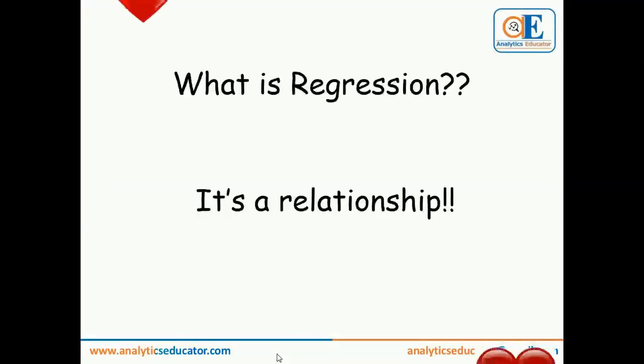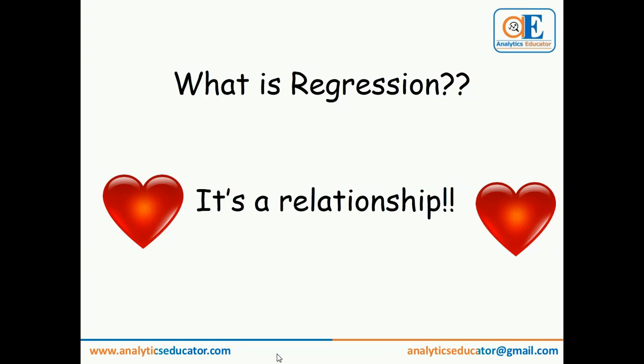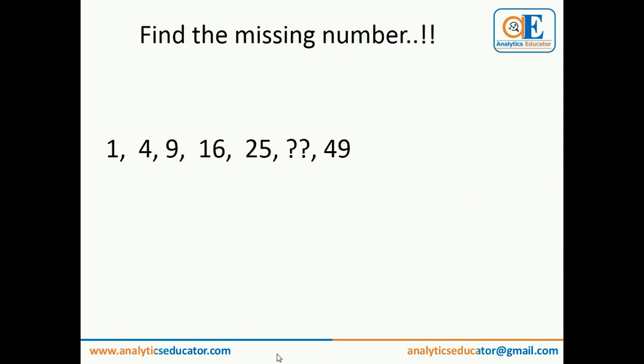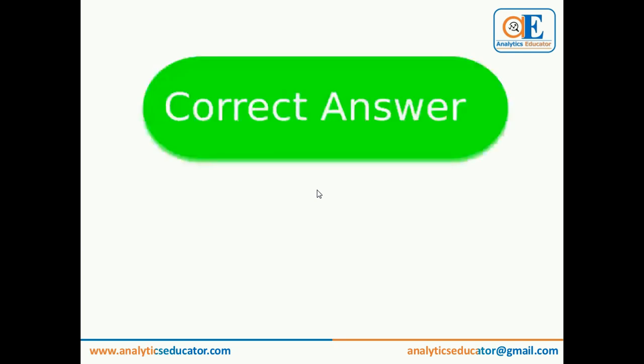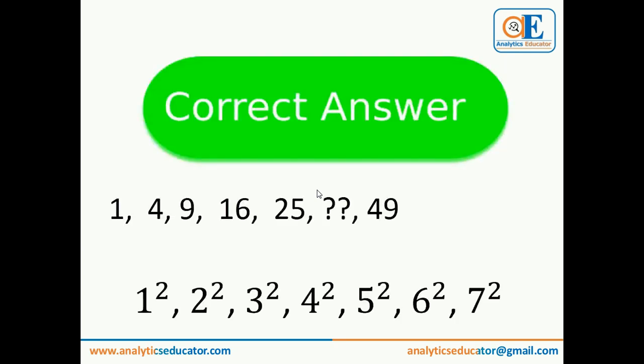Now, the next point is how linear regression works at the back end. For example, if I tell you there are certain numbers in sequence: 1, 4, 9, 16, 25, some number, 49. Can you tell me what is the missing value? Anyone? What do you think in this sequence? 36, absolutely correct. You are bang on target. I have just squared all the natural numbers.